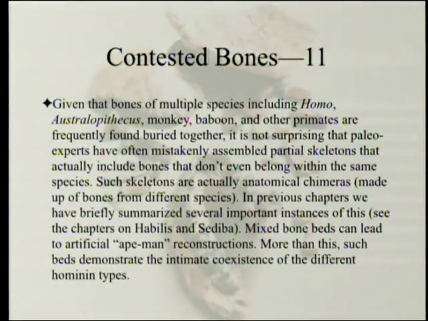Given that bones of multiple species, including Homo, Australopithecus, monkey, baboon, and other primates, are frequently found buried together, it is not surprising that paleo experts have often mistakenly assembled partial skeletons that actually include bones that don't even belong within the same species. Such skeletons are actually anatomical chimeras made up of bones of different species.